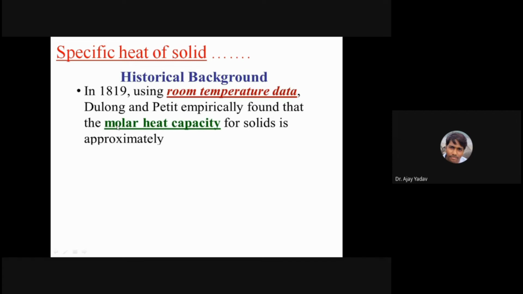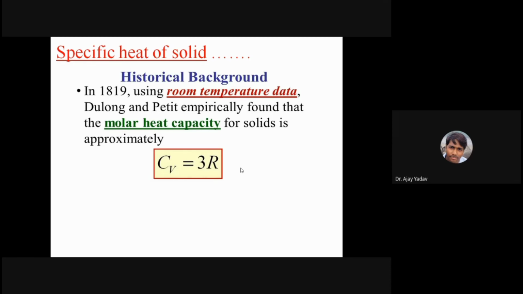So in 1819, by using the data for the experiment which was performed at room temperature, Dulong and Petit empirically found that the heat capacity at constant volume was somewhere around 3 into R, where R is the universal gas constant. Okay, so the heat capacity at constant volume was found to be 3R for most of the material.